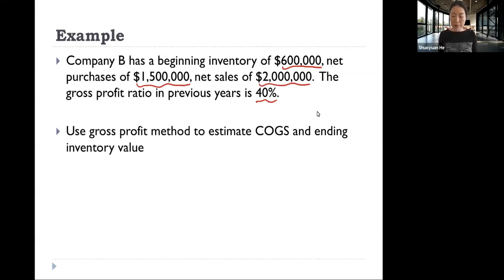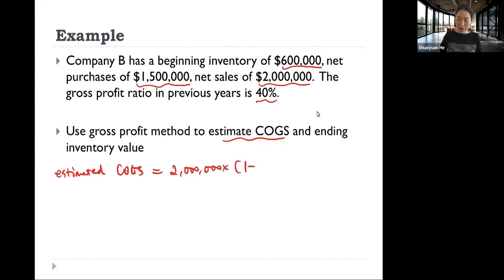So under the gross profit method, how do we count? First of all, step 1, how do we estimate cost of goods sold? The estimated cost of goods sold, we take net sales, which is 2 million, multiplied by 1 minus the previous year's gross profit ratio, which is 40%. So we get 1,200,000. So this is the estimated cost of goods sold.